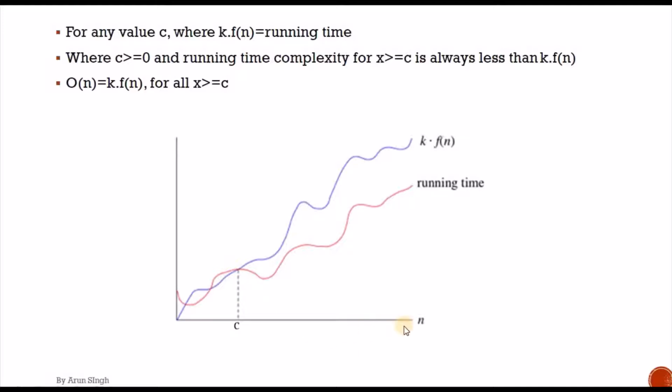Here I have the x-axis where I have the inputs from 0 to n, and here is this number c. On the y-axis I have the running time complexity. So I have a function that is k·f(n), which is always above this running time complexity for each value of x greater than or equal to the value of c. Any x which will lie in this area, this running time is always less than this graph. So if we have this O(f(n)), if we have this big O notation, then we can say that its running time maximum would be equal to this O(f(n)), else it would be always less than that. So this is called big O notation.